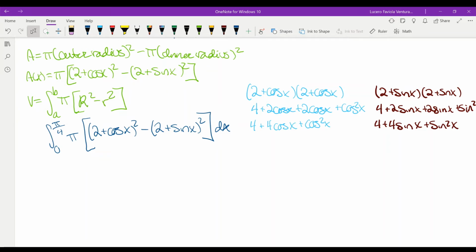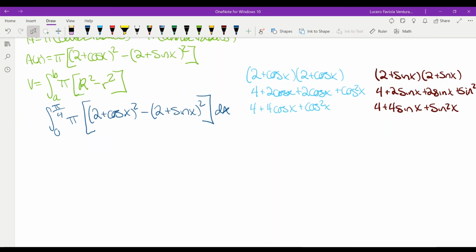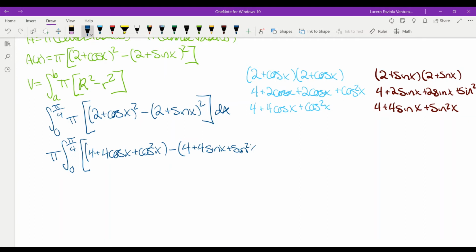And then from here, we just plug them back into our equation. Again, the pi is a constant, so we bring it out and we rewrite it as pi times the integral of 0 to pi over 4. And then times 4 plus 4 cosine x plus cosine squared x. And this is all in parentheses. Minus in parentheses 4 plus 4 sine x plus sine squared x dx.